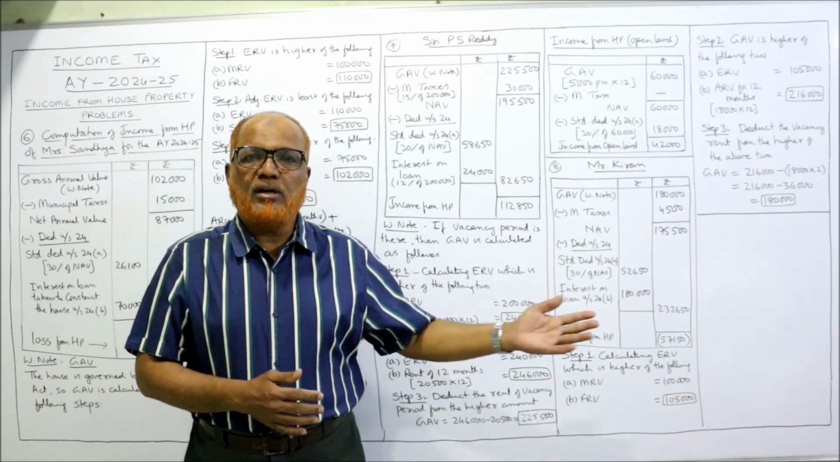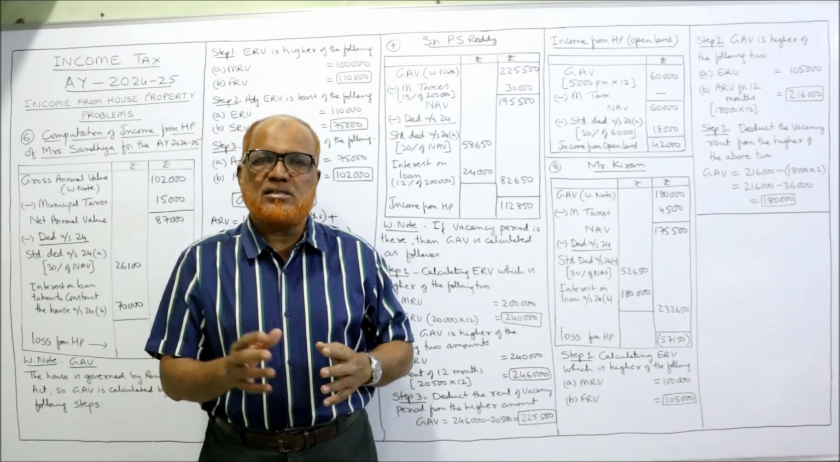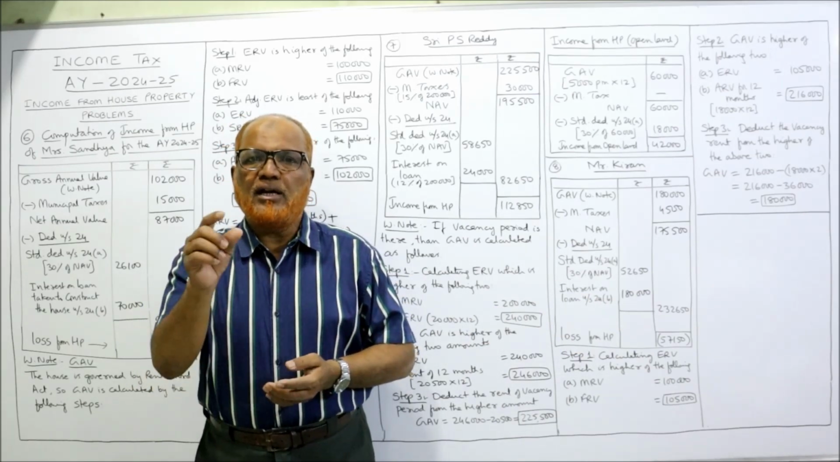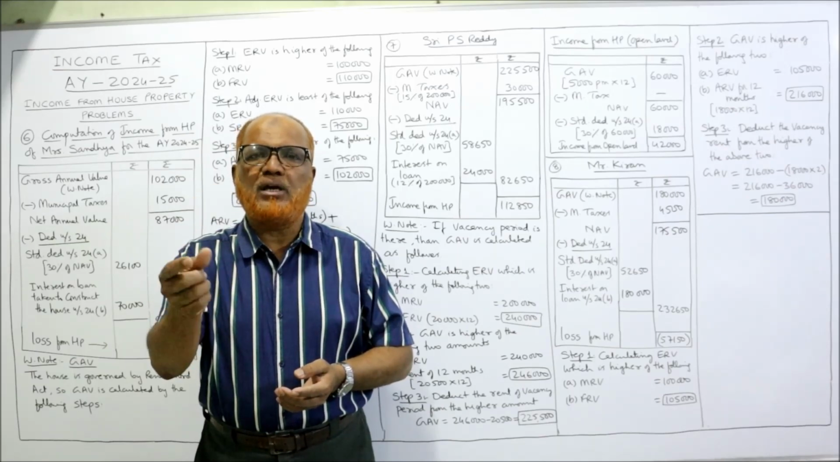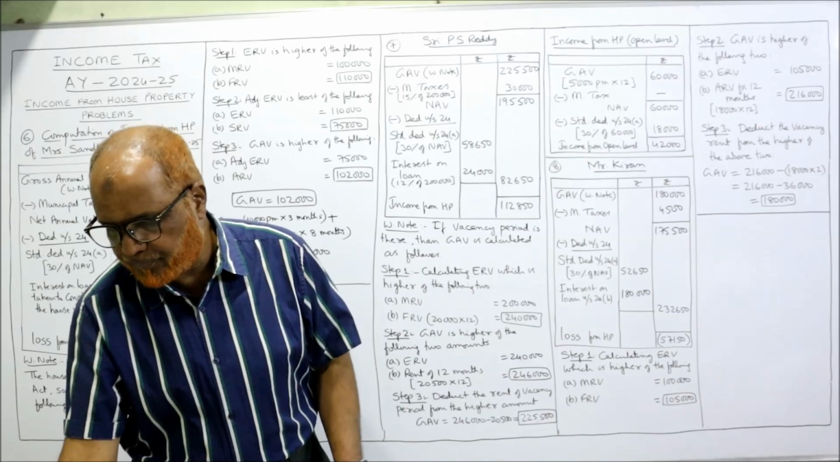Allowed. So in a working note, after completing the answer, you should give a note that interest on loan will be allowed as deduction under section 24B even if it is not paid.